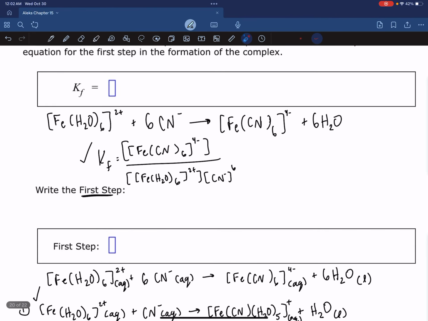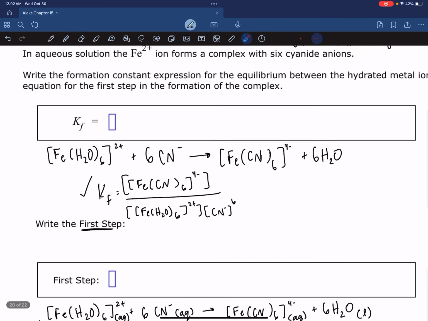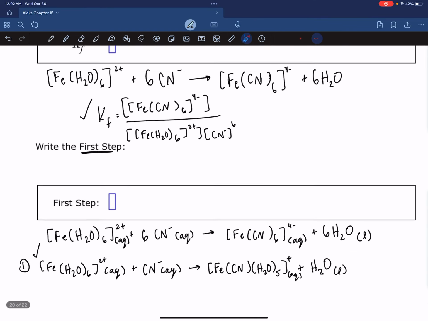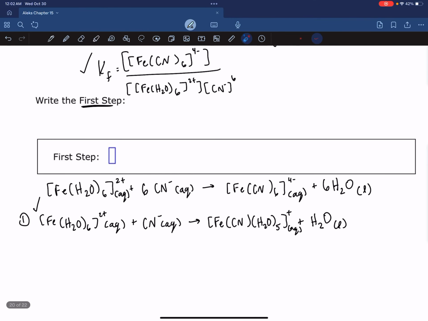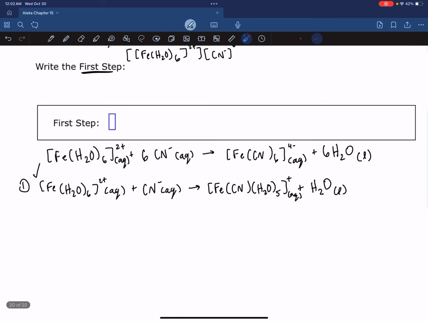So it was the same exact steps here to make the K expression. I have products, which is on the right-hand side of the arrow, over my reactants, which are on the left-hand side. And again, remember that you're raising the cyanide to the 6th power because we have 6 of them. Now, I think this is a nice break here. They just ask for the first step, so you don't have to write out all of the steps like we did last time. You just have to write out the first one.